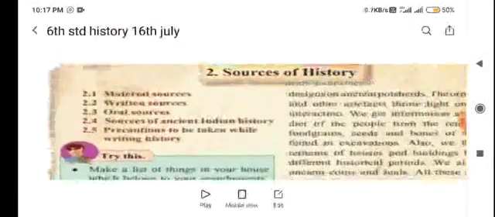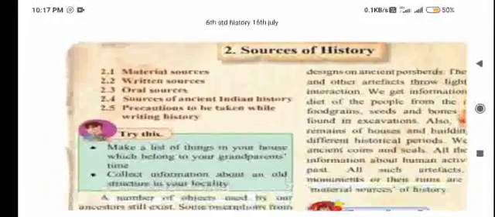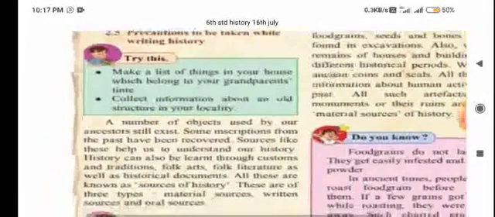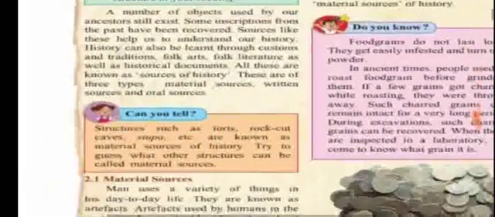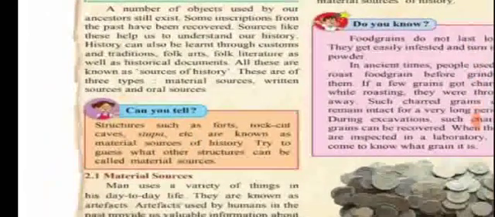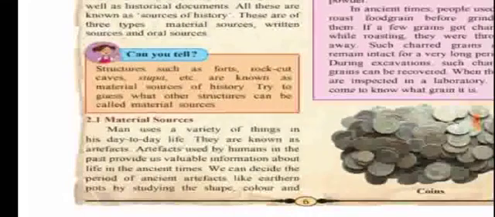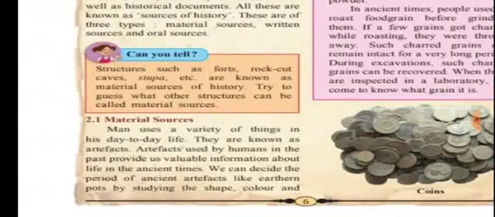So this is our second lesson, the sources of history. We will begin with material sources. Man uses a variety of things in his day-to-day life. They are known as artifacts. Artifacts used by humans in the past provide us valuable information about life in the ancient times. We can decide the period of ancient artifacts like earthen pots.